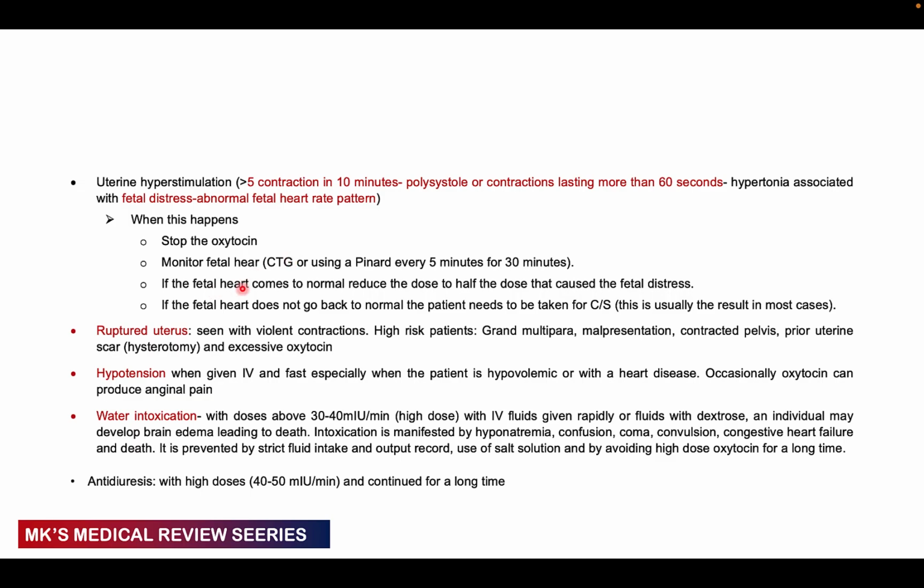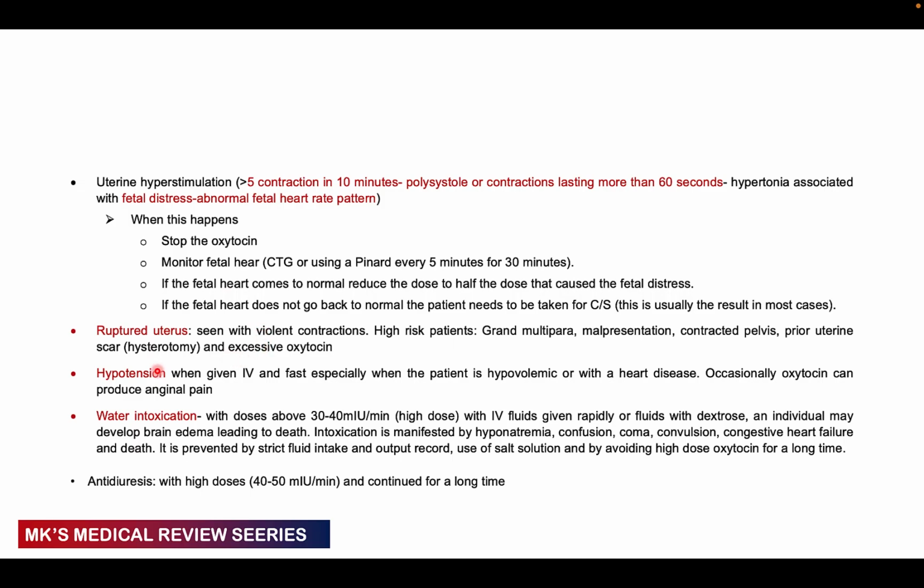If the fetal heart actually comes back to normal, we reduce the dose to half the dose of what we were giving that caused the fetal distress. But in most of the cases, we actually do take the patient to cesarean section. Oxytocin may also cause uterine rupture, especially with these violent contractions, and high-risk patients are going to be patients like grand multiparity, malpresentation, contracted pelvis, prior uterine scar, for example, hysterotomy, as well as excessive use of oxytocin.